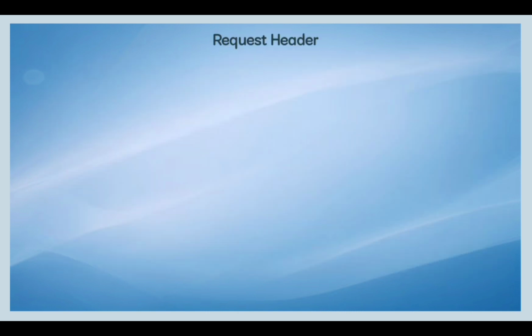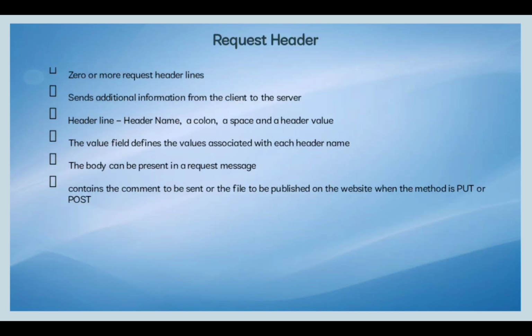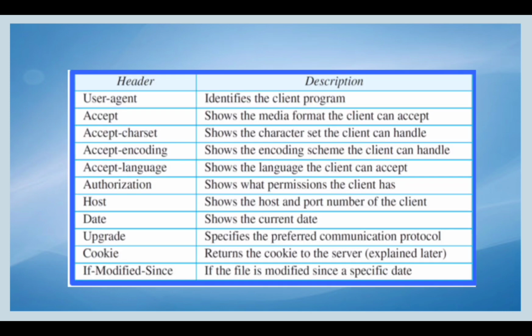Request header. Zero or more request header lines send additional information from the client to the server. A header line has a header name, a colon, a space, and a header value. The value field defines the value associated with each header name. A body can be present in a request message. It contains the command to be sent or the file to be published on the website when the method is PUT or POST. Header names and descriptions.